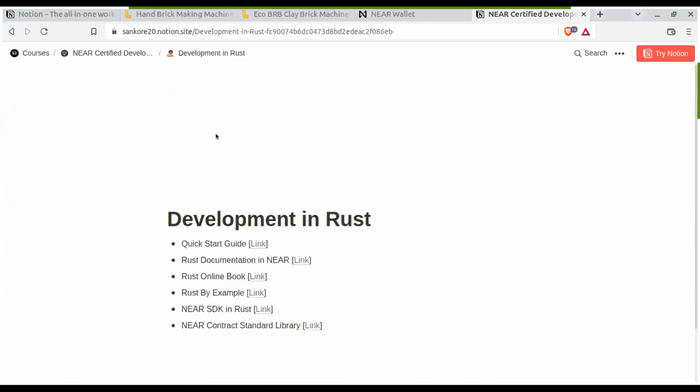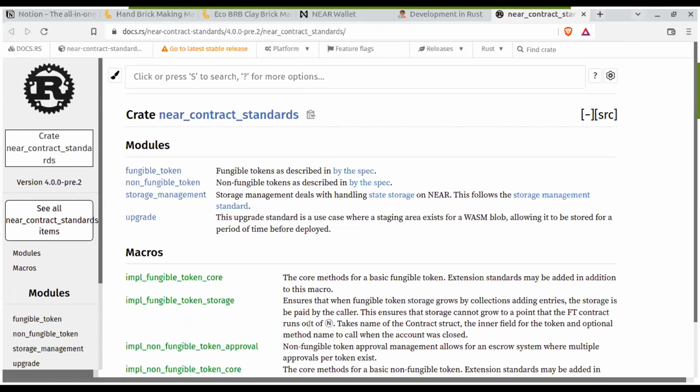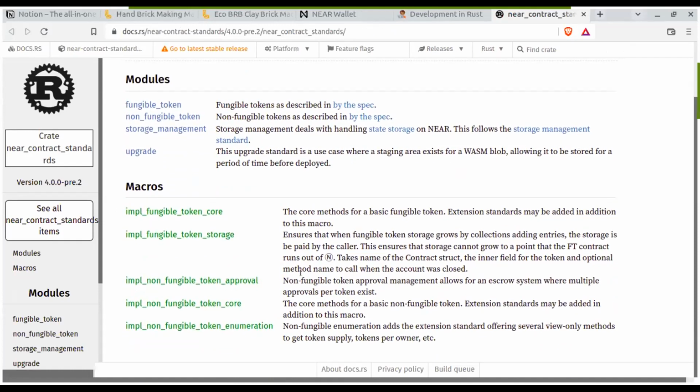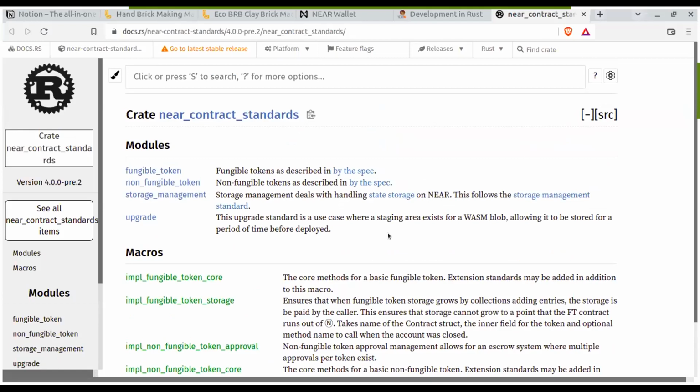So right here, under developing in Rust, we have the NEAR contract standards library. There's a link provided right there. This page basically describes the code that has already been availed to us as developers to implement these standards within our contracts. In this case, the specific contract you're working on could be a fungible token or a non-fungible token. So you can read through this. Just go to the resources, Sanctuary Academy resources, NEAR Certified Developer.